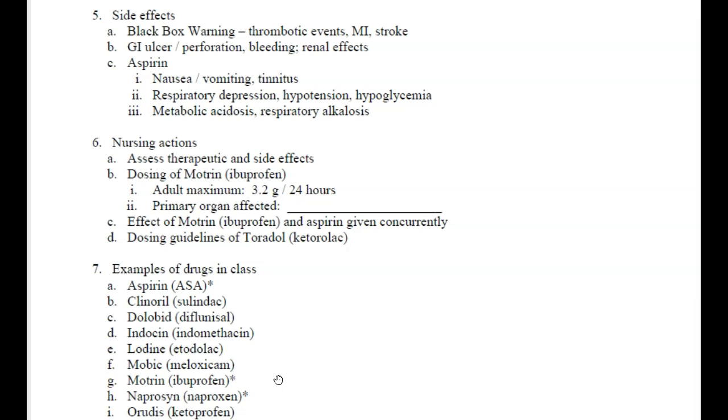Some nursing actions when giving NSAIDs: definitely assess for therapeutic effects or lack thereof, as well as side effects. Also remember the dose of Motrin or ibuprofen, so make sure that you remember this. The maximum dose depends on what reference you're using, but for this specific class, if you're asked what the adult maximum dose of Motrin or ibuprofen is, it's 3.2 grams in 24 hours. The primary organ that's affected with Motrin is the kidney, due to the prostaglandins. It's also important to take into consideration the effect of Motrin or ibuprofen together with aspirin. Again, that can cancel the effect of aspirin in preventing thromboembolic events, as Motrin or ibuprofen is known to increase the risk of thrombotic events.